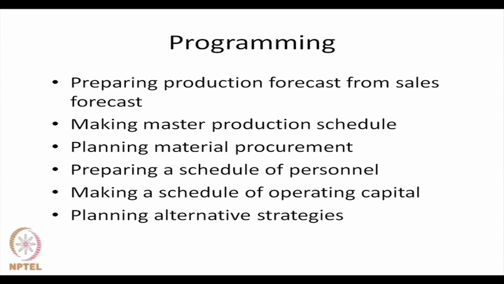Now, first programming. Prepare a production forecast from the sales forecast. Make a master production schedule. Plan material procurement, how much raw material to procure. Prepare a schedule of personnel, how many people are required every month. Make a schedule of operating capital, something like a budget, how much money we require, and plan alternative strategies. Now, this is a programming function, these 5 or 6.